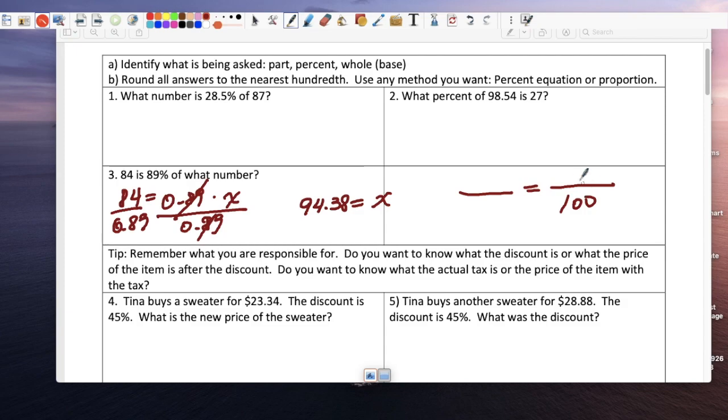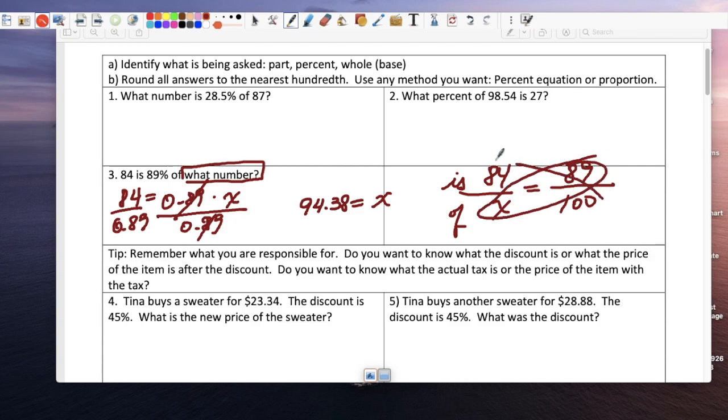If you want to use a percent proportion, that's 100. 89% obviously goes up here. 84 is goes up here. And of what number is what we're looking for, and of means the total, right? So that's why I put x at the bottom.